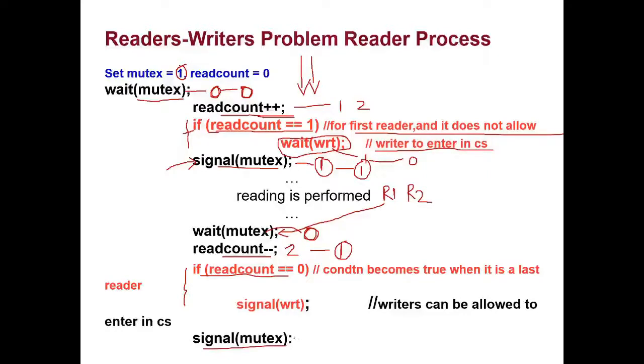It is going to release the lock. Earlier it was 0, now it is going to become 1. So reader 1 has come out of the critical section. And when reader 2 wants to come out of the critical section, it is going to make the mutex value 0 again. Then read count after decrementing becomes 0 now. So both reader processes have come out. Now it will check whether read count is equal to 0. Yes, the condition is true here.